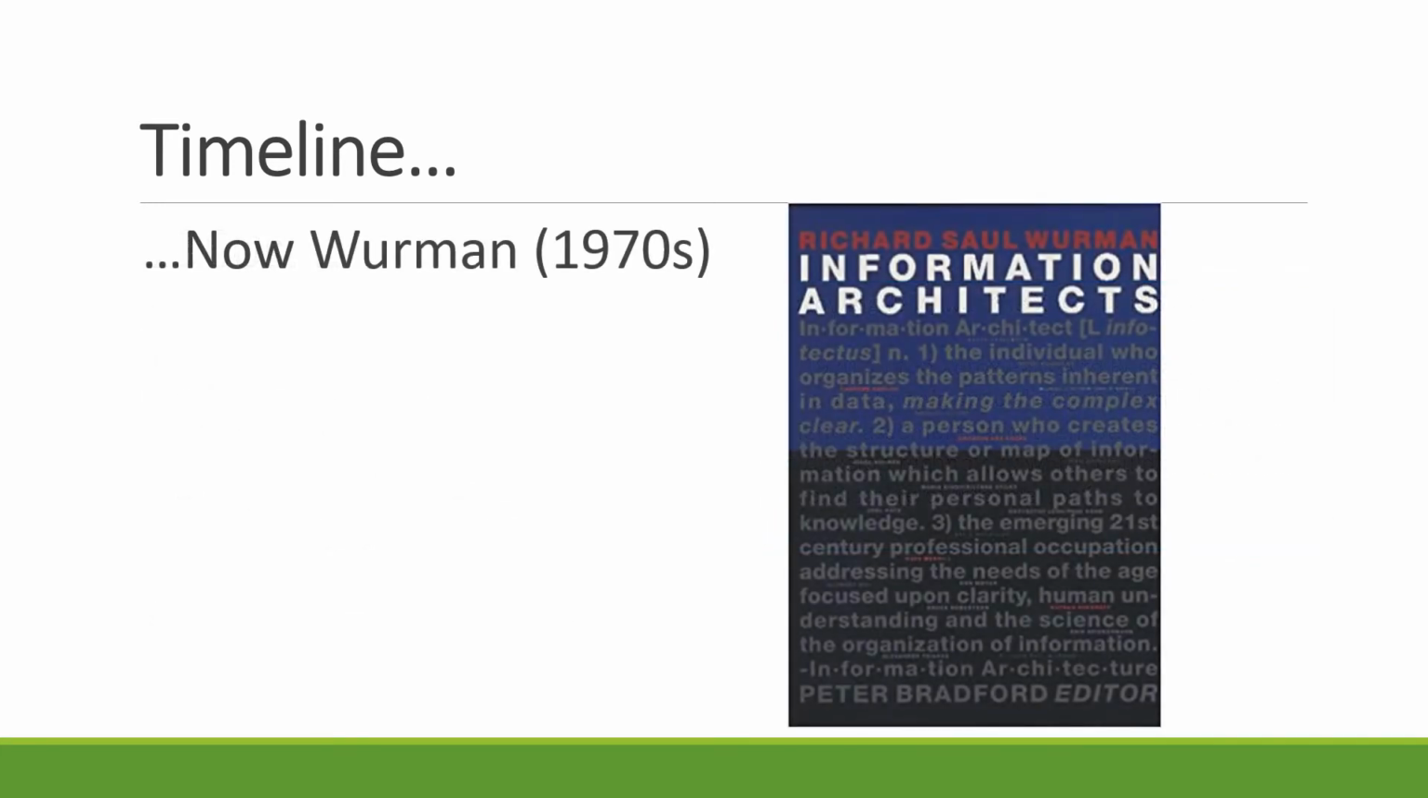Wurman looked at the organisation of information from a design perspective. Basically put, he used the visual to create a link to the abstract notion of intangible information. He believed that the structure and foundation of information was important to communicate the concepts.